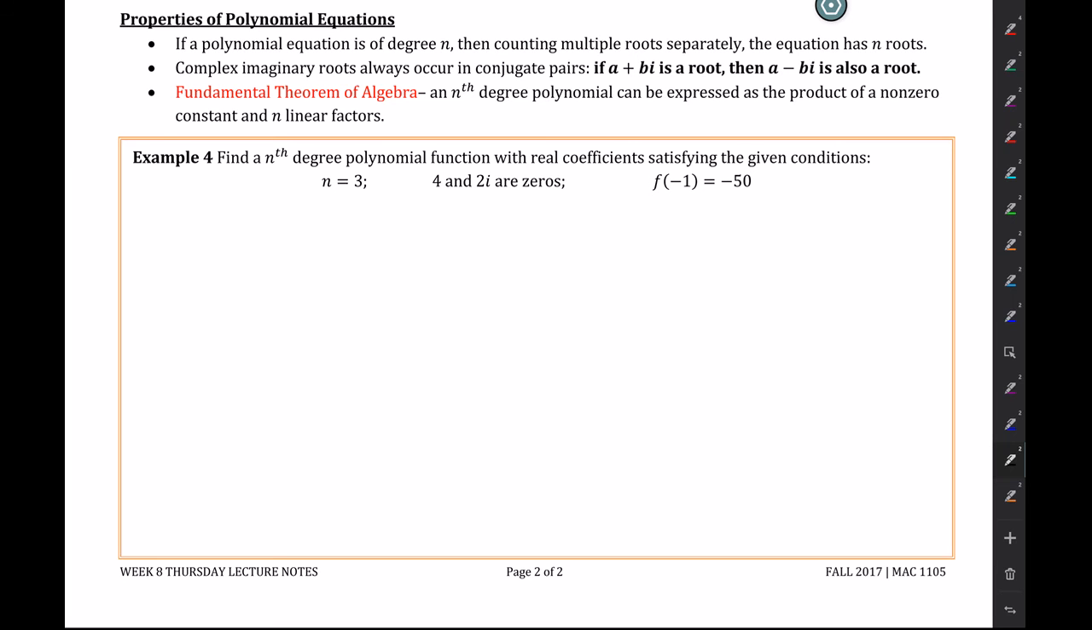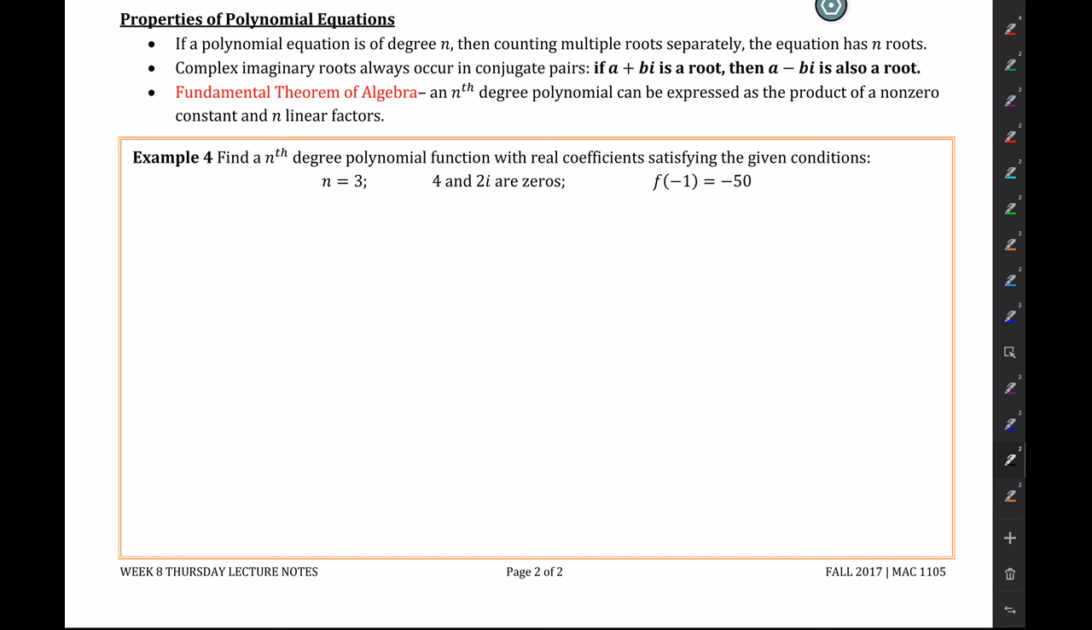It's kind of like the fundamental theorem of algebra that says that if you have an nth degree polynomial, then all the roots are either real or they're complex, and they're going to show up as complex conjugates. Okay, so if you have an nth degree polynomial, then you're going to have n linear factors, or in other words, you're going to have n roots.